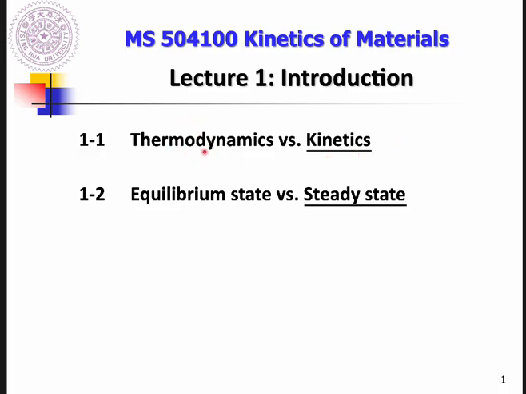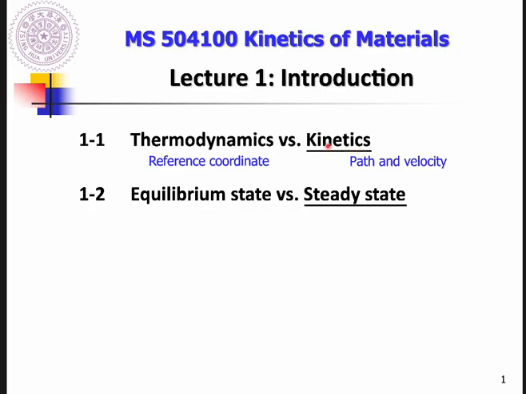In thermodynamics, people always talk about the equilibrium state. Thermodynamics defines the equilibrium state. So always we talk about the equilibrium state in thermodynamics. The equilibrium state defined by thermodynamics can be considered as a reference coordinate. However, kinetics is not the reference coordinate.